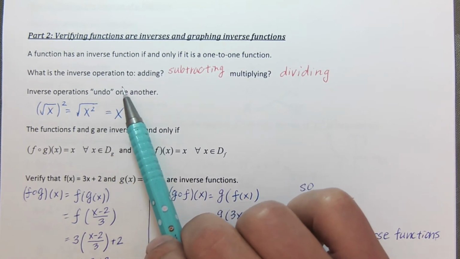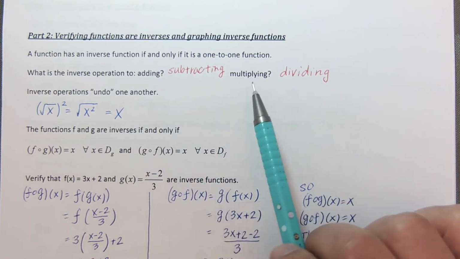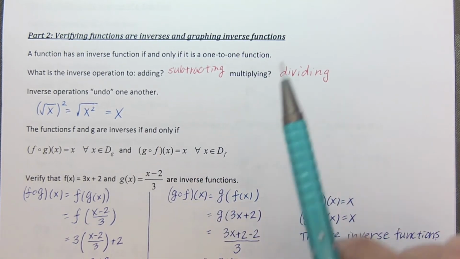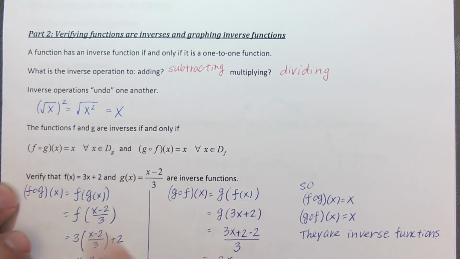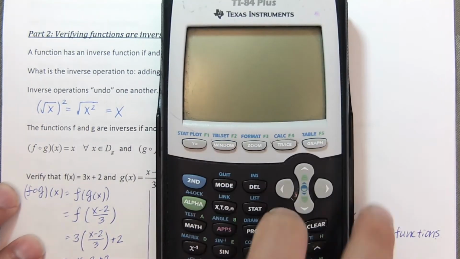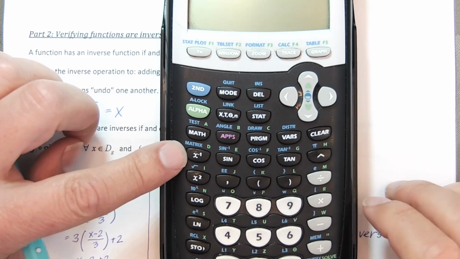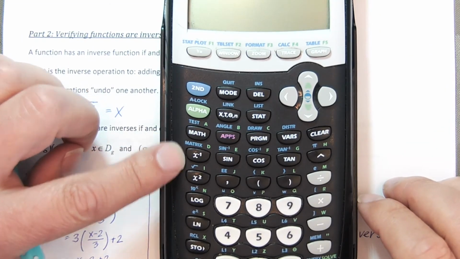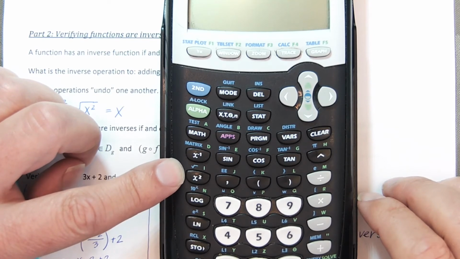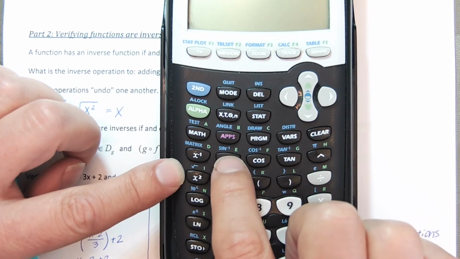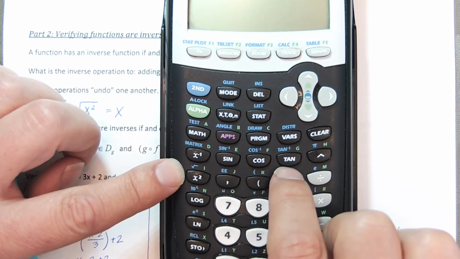What is the inverse of an operation? To adding, the inverse is subtracting. To multiplying, the inverse is dividing. You can see here I have a radical function and a squared function that are inverses of one another. And you can see on a calculator that it's laid out that way. Here we have x squared, and then above it we have the radical. You can see even the sine function and its inverse, the cosine function, the inverse tangent function, it's all there.